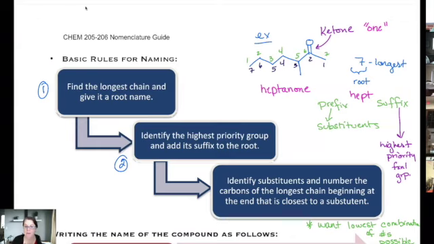Should I say that again? Okay, if I use the green numbering here, my substituents are attached at carbons 5 and 6. Okay, those are pretty high numbers. If I use the darker numbering down here, my substituents are at 2 and 3, lower numbers. So we're going to go with the darker numbering because it's the lower numbers. Okay, so I'm going to go ahead here and I'm going to erase the green.